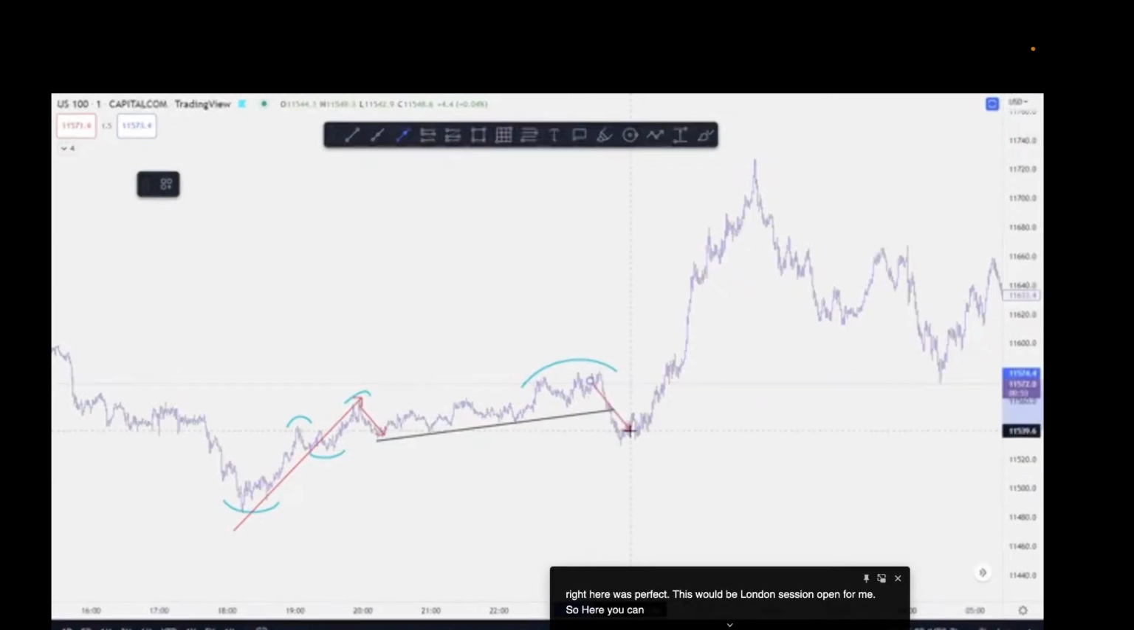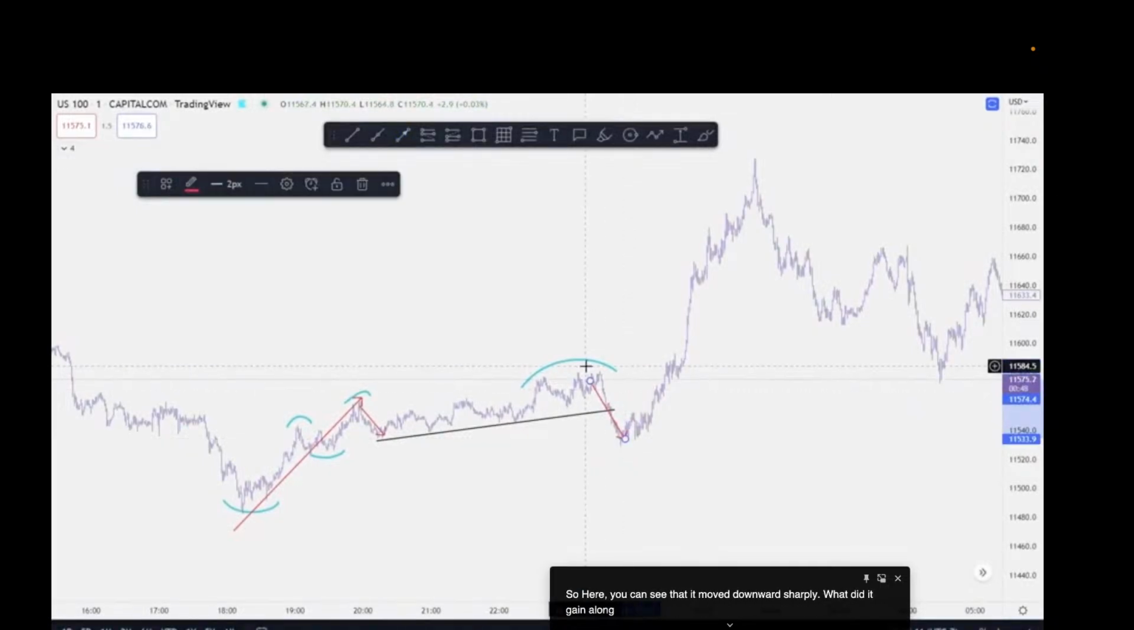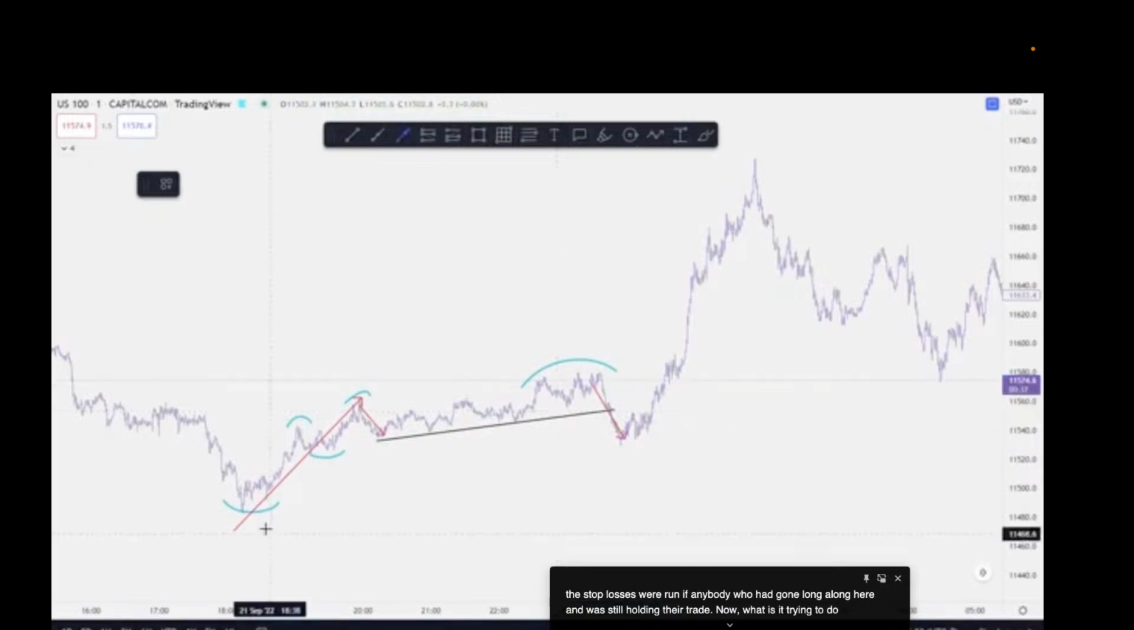So here you can see that it moved downward sharply. What did it gain along this move downward? It gained all of the liquidity. All of the stop losses were run of anybody who had gone long along here and was still holding their trade. Now, what is it trying to do? It's trying to gain liquidity in order to continue the move.